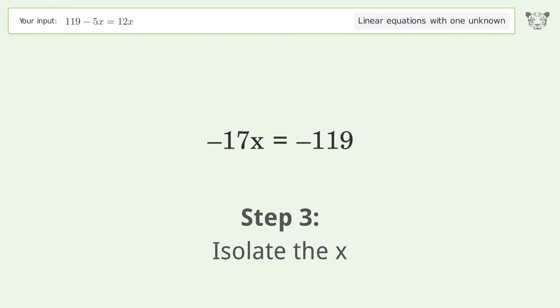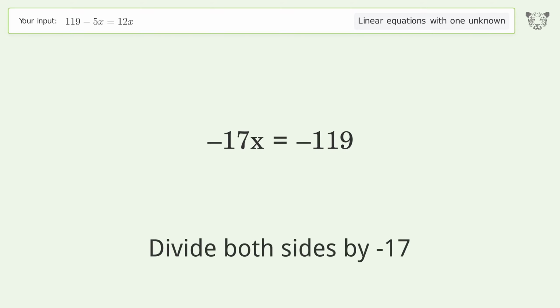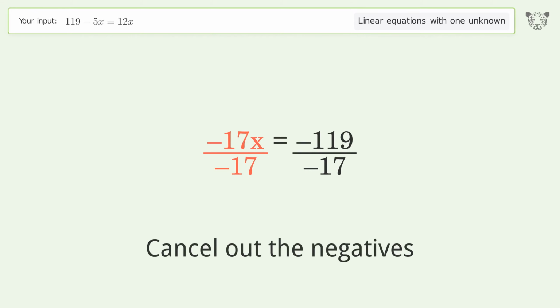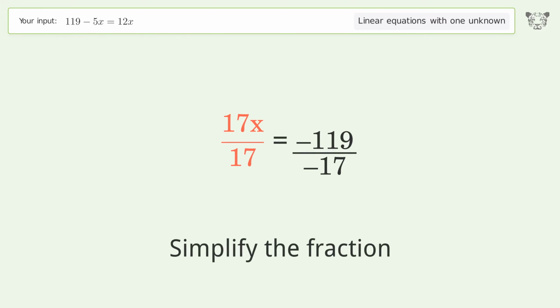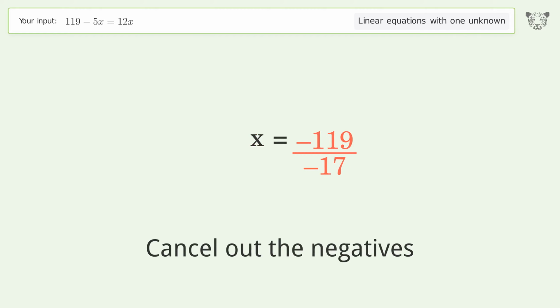Isolate the x. Divide both sides by -17. Cancel out the negatives. Simplify the fraction. Cancel out the negatives.